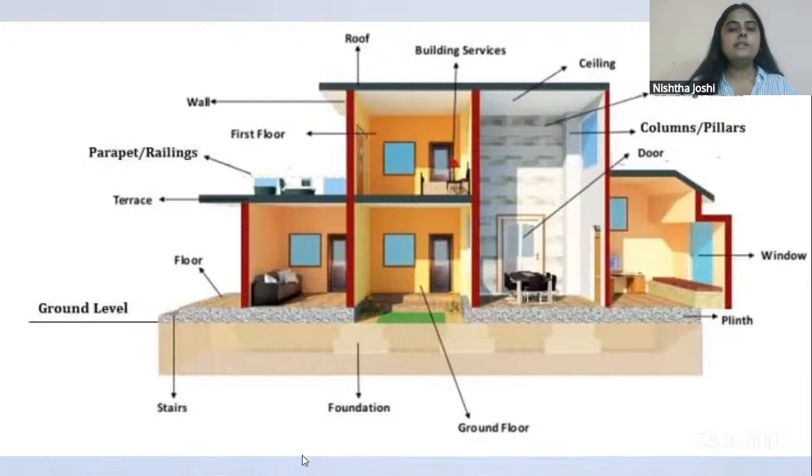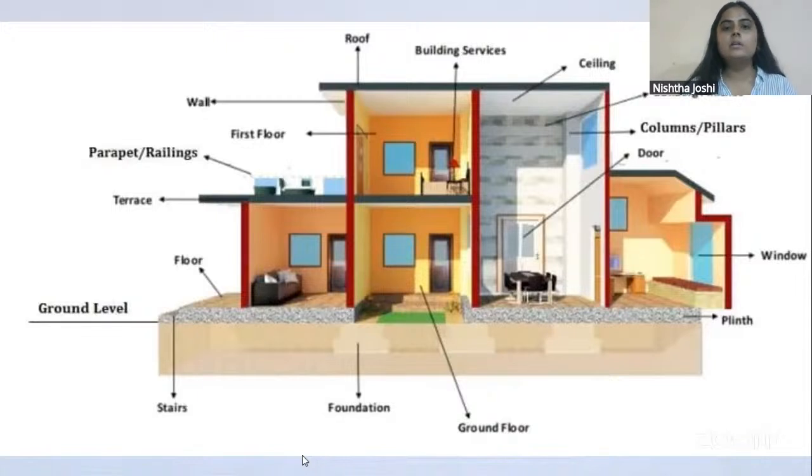Then you can see that there are some vertical transportation mediums in a building as well. You will find staircase, lift, escalator, ramp, etc. This will allow movement from one floor to another. You can also find railings in staircases. This is just there for safety.